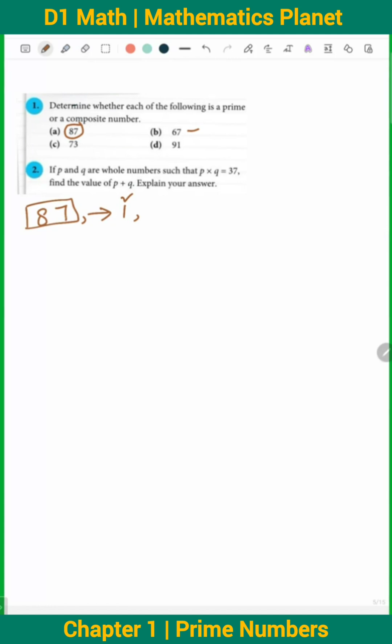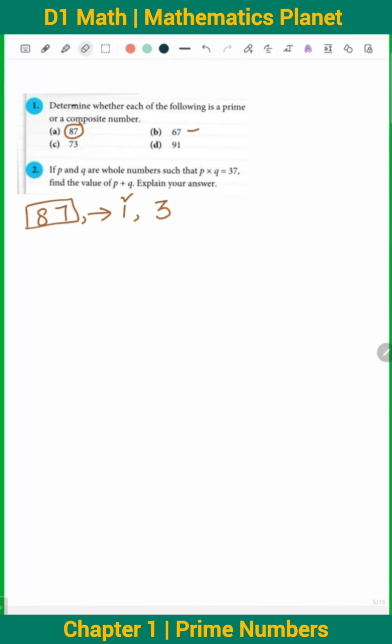Is 87 divisible by 3? Please check, everyone. Check if it is divisible by 3 or not. Divide it by 3 if you don't know the rules. Yes, it is divisible by 3.